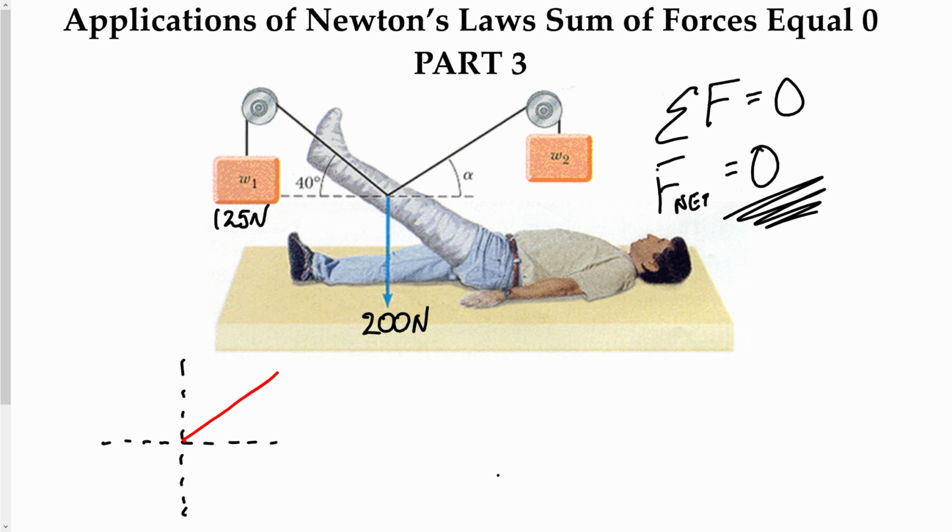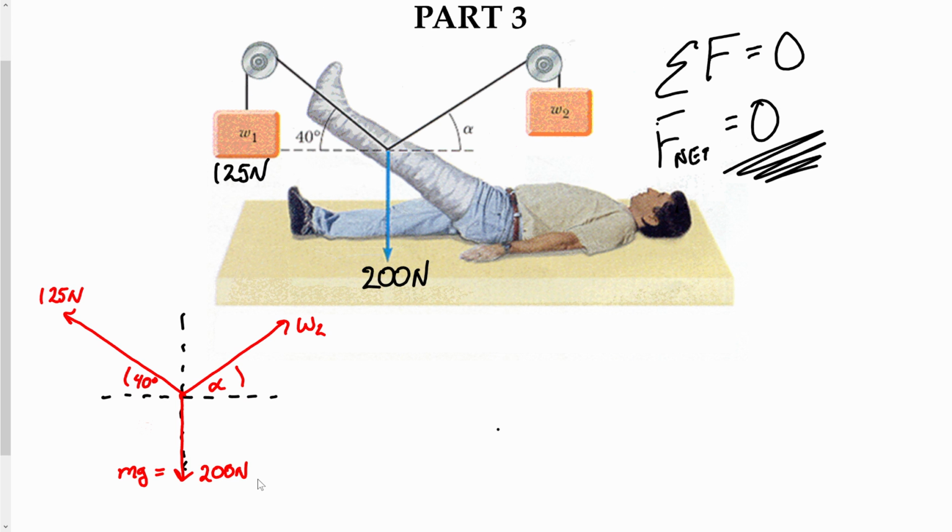So we're gonna say this. We've got a W2 at some unknown angle of alpha. And then we've got a force, I'm just going to go ahead and write it, 125 newtons at an angle of 40. And then we've got going down a 200 newton. Again, for me, I like to call that an mg. Some people call it mg's, whatever.